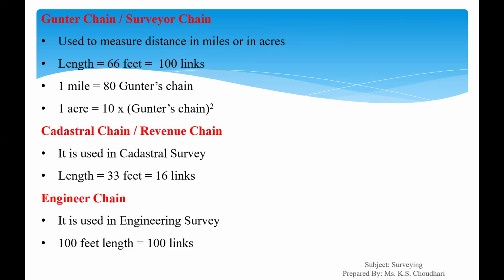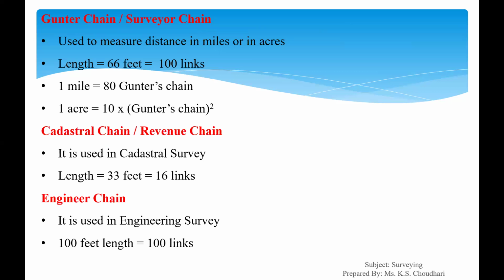Gunter chain or surveyor chain. It is used to measure distance in miles or acres. Length is equal to 66 feet and 100 links are there. 1 mile is equal to 80 Gunter's chain and 1 acre is equal to 10 into Gunter's chain square.